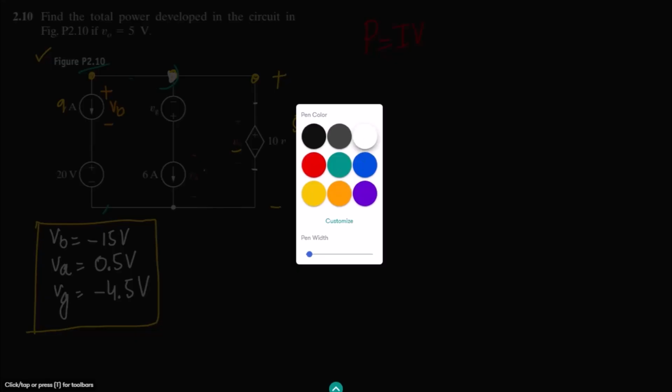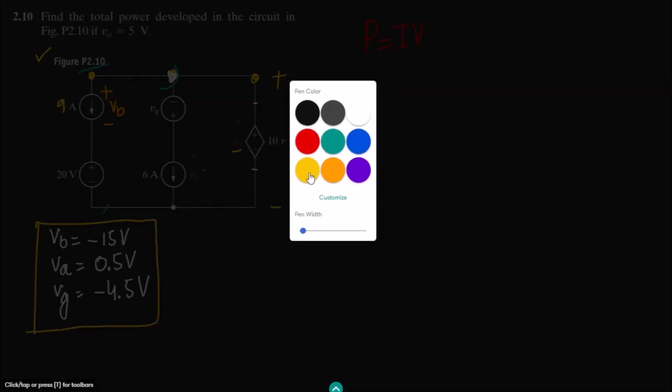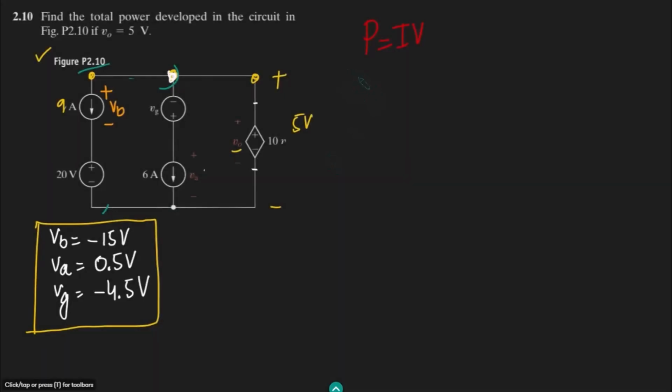Okay, so let us start from this one. Let me use this color here. So this is P9, and in order to find the value of the power here, the formula is the value of current through it, which is 9 known, and the value of voltage, which is VB, so that is minus 15. Okay, so P is equal to IV here. So 9 multiplied by minus 15 is minus 135 watts.